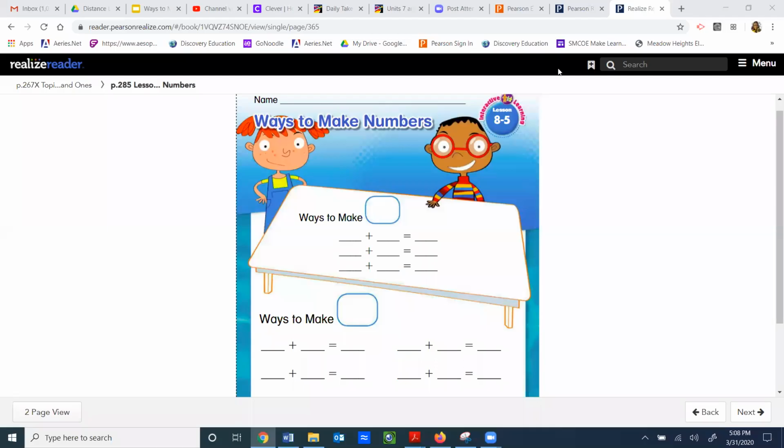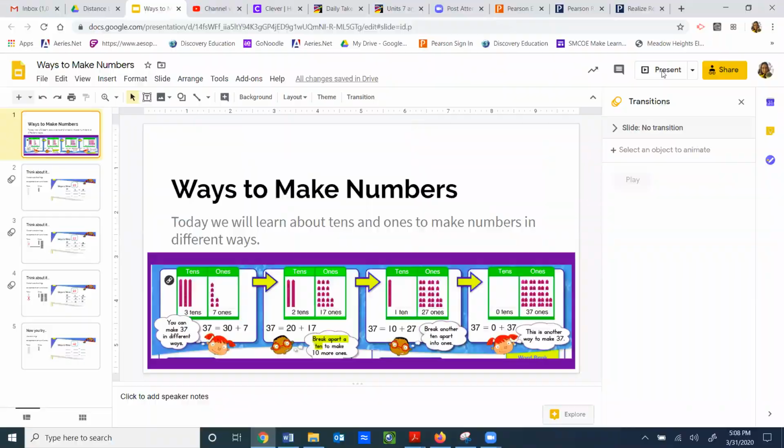Hi students, today we're going to work on lesson 8-5, ways to make numbers. We're going to go over to a PowerPoint that I made for you. Let's go ahead and present it.